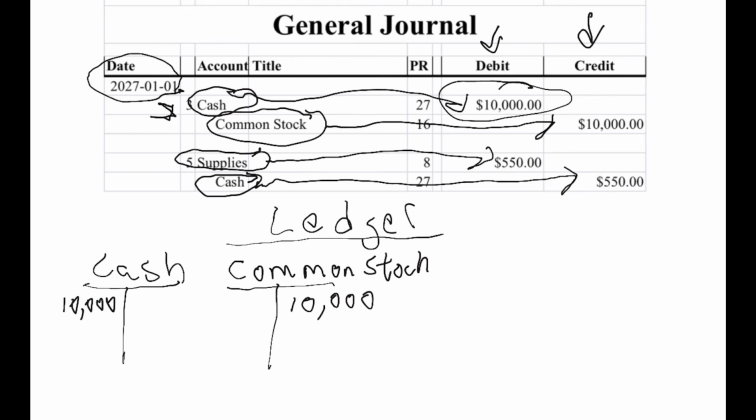Now, if we move on to the next transaction that took place on the 5th, we saw that supplies were debited for $550. And so we will go into our supplies account and it will be debited for $550. And we will go to our already created cash account and we will credit that as well for $550. So that summarizes how everything connects.